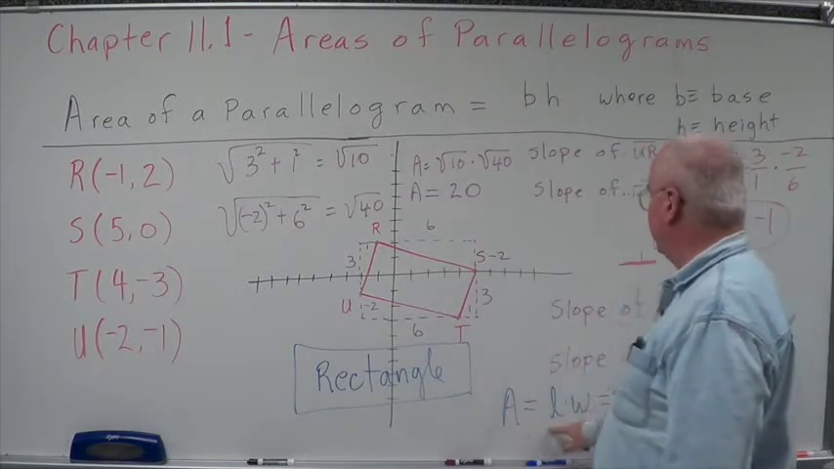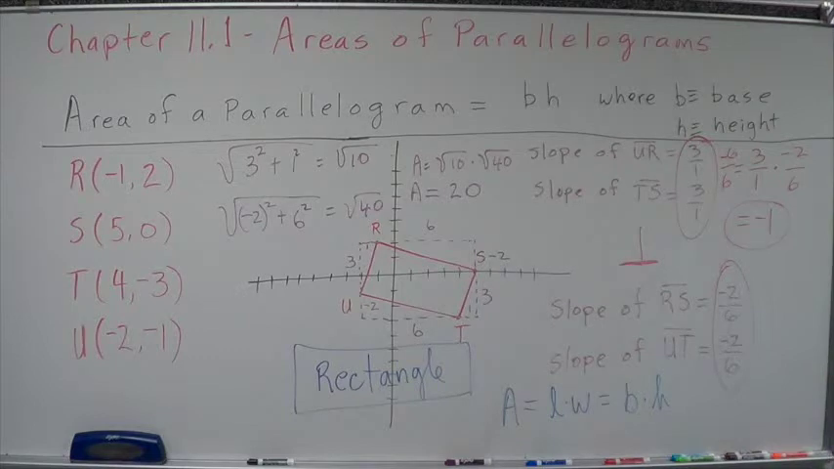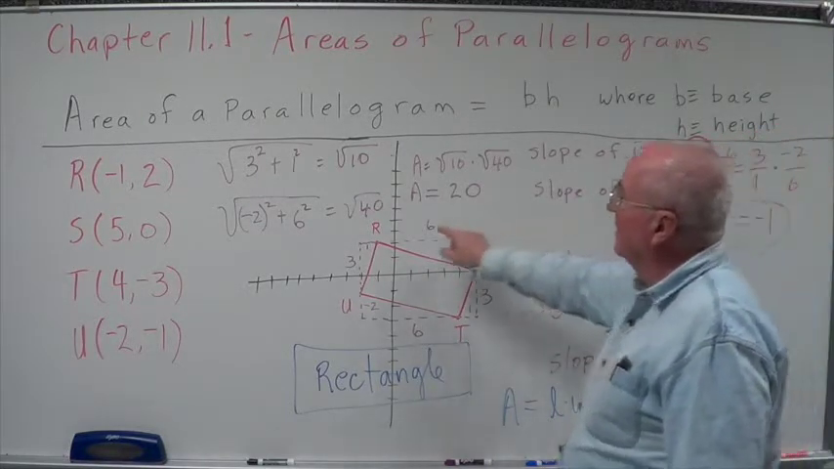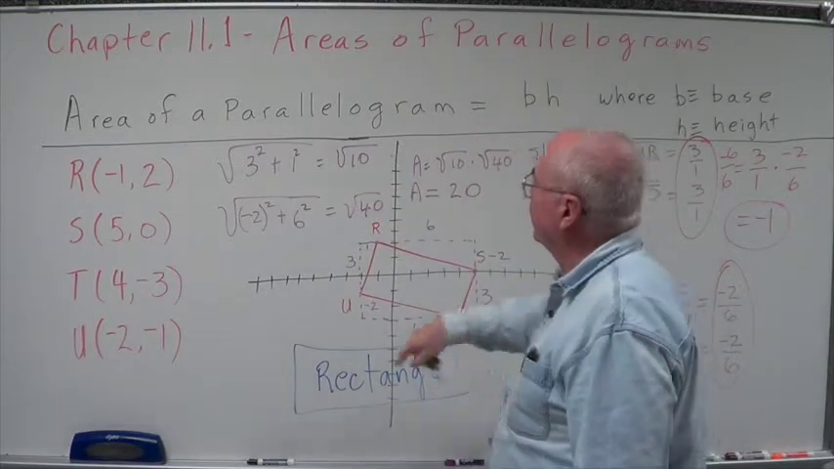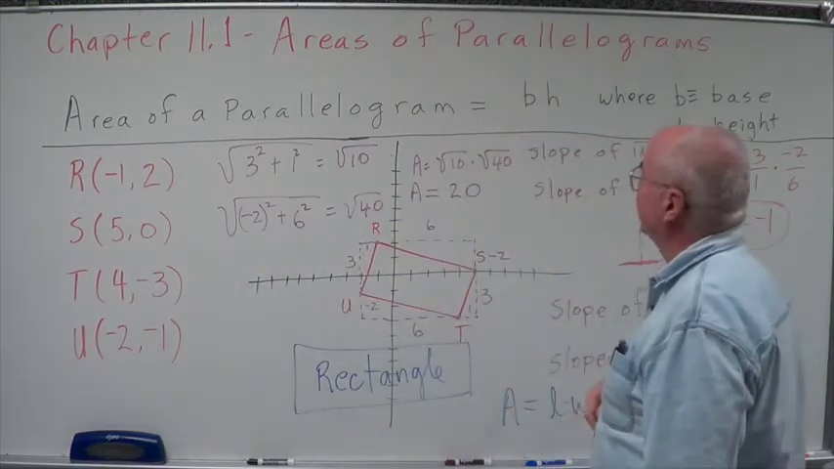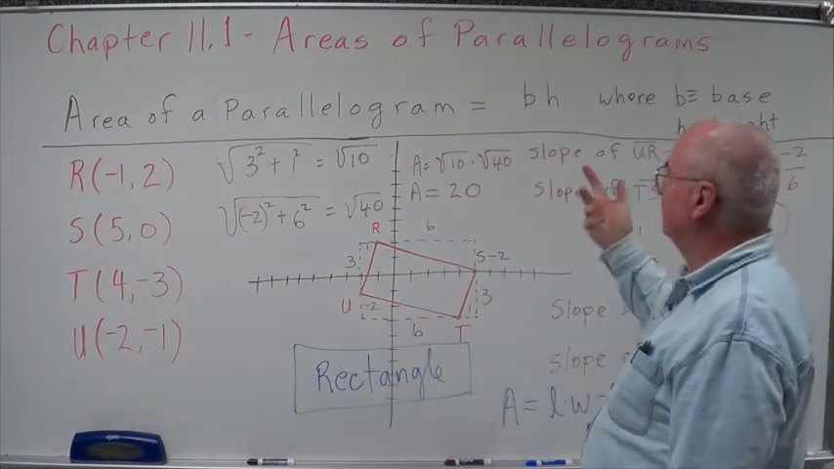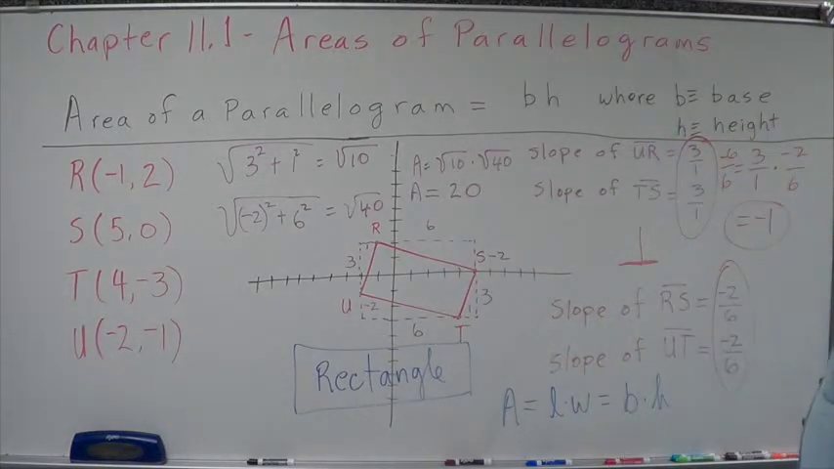The area is just going to be the length times the width, or the base times the height. We've already got this that we can use over here to find the length of that one. We've got this here, so we can find the length of that one. The area is going to be the square root of 10 times the square root of 40. And away we go. Okay? Areas of parallelograms, and being able to determine what a figure is by plotting it on a graph and using it. That's area of parallelograms.